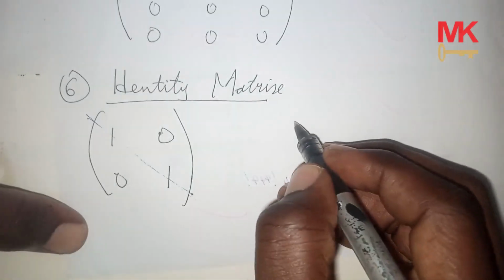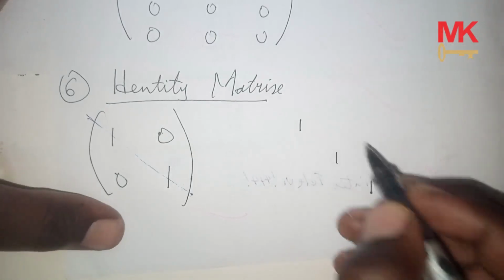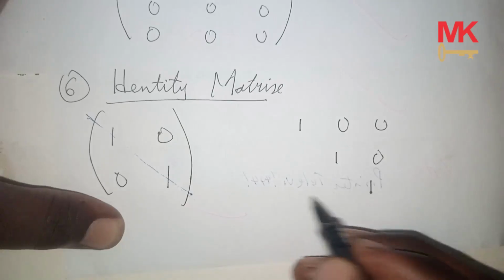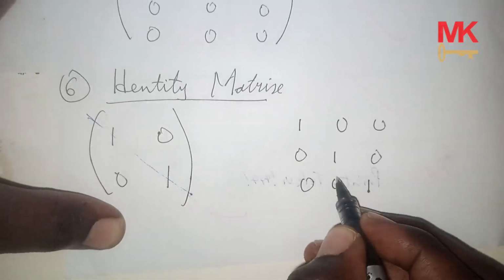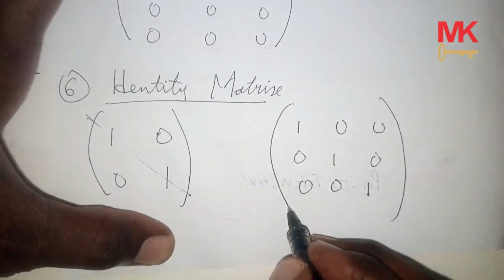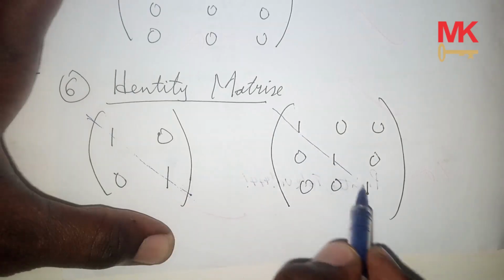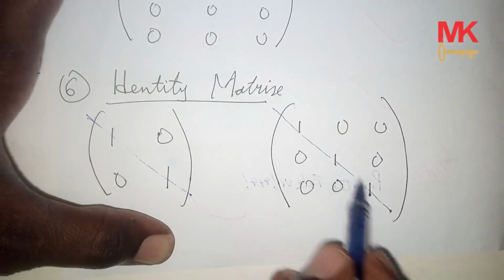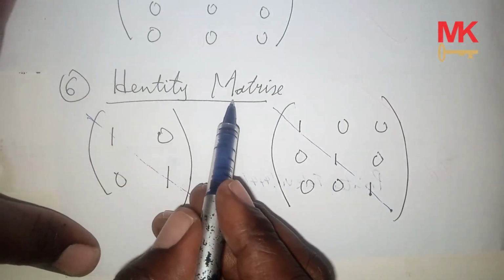Another example, you can have 1, 1, 1, and then 0s everywhere else. We have a 0 here, a 0 here, a 0 here. Good. You check the main diagonal. If you check the main diagonal like this, all the elements there are 1, 1, 1. So if it's 1, 1, 1, it's called an identity matrix.